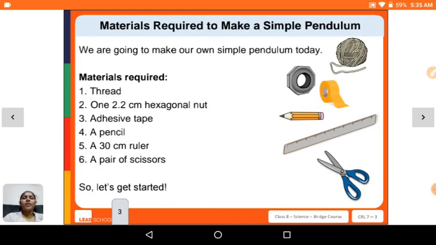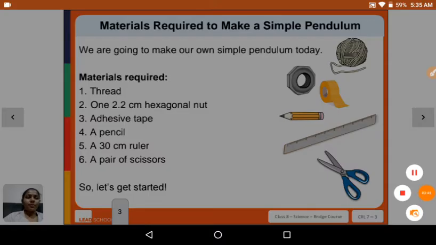Now let's take an activity to make a simple pendulum. We will do an activity on how to make a simple pendulum at home. So materials required are thread, then hexagonal nut, adhesive tape, pencil, ruler and pair of scissors.